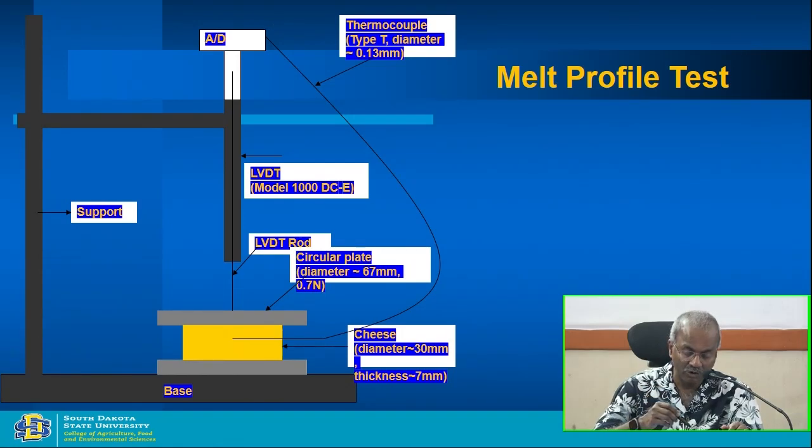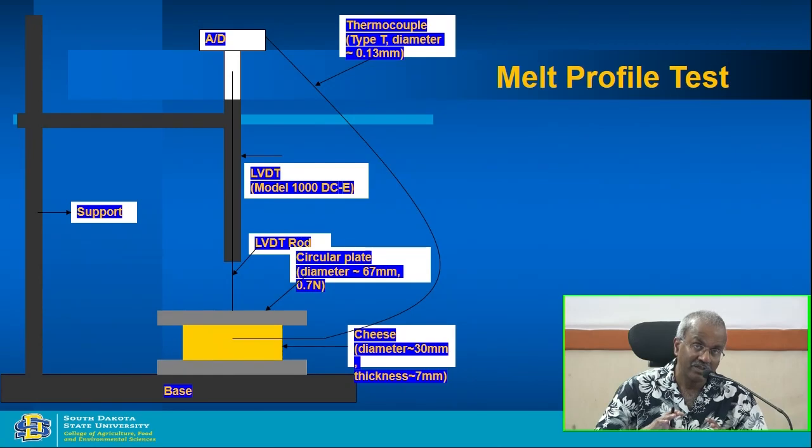So it collects both the cheese temperature and, as the cheese gets heated, it's going to slowly flow. It's going to spread. While spreading, the LVDT is going to go down. So you will know the decrease in height and also the temperature increase as you heat the sample. So you are collecting both pieces of information: decrease in height and increase in temperature of the cheese.